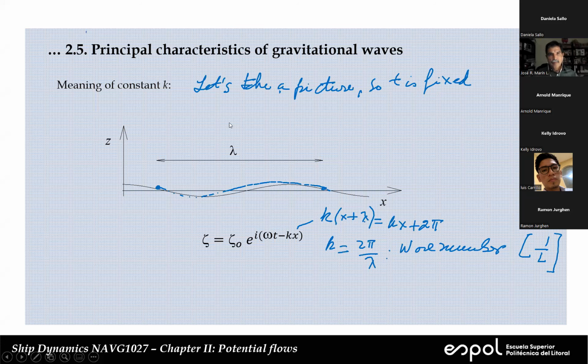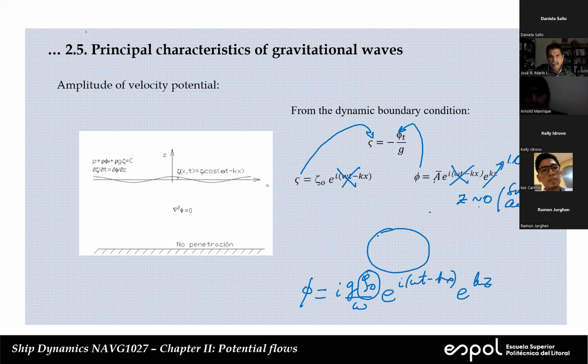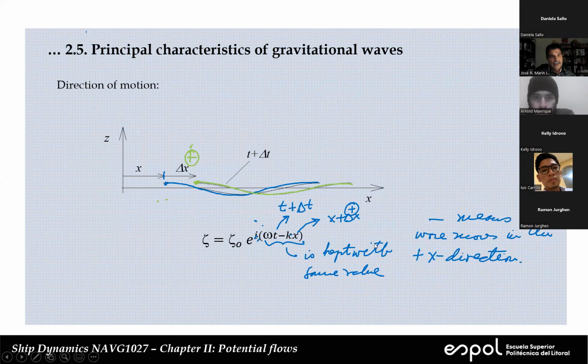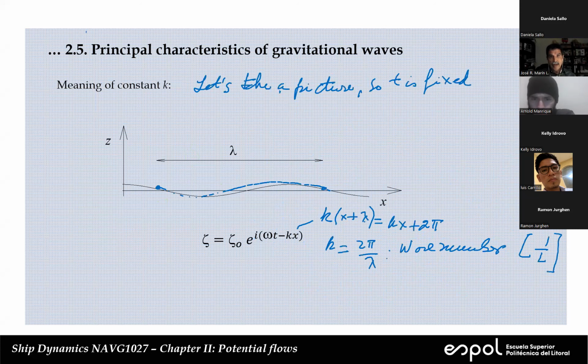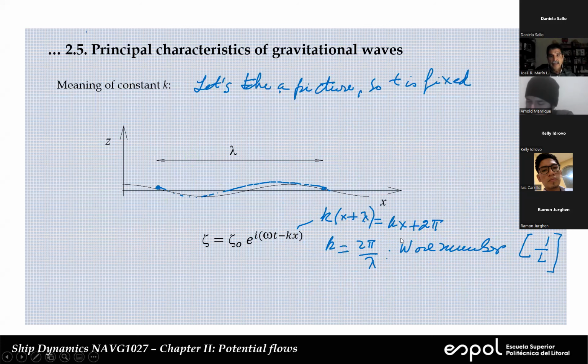Okay, so these are, I guess, the most important characteristics. This is the relationship between the amplitude of the wave, which is something very physical, and the amplitude of the velocity potential. This is the explanation why we use negative instead of positive. And this is what the K means.